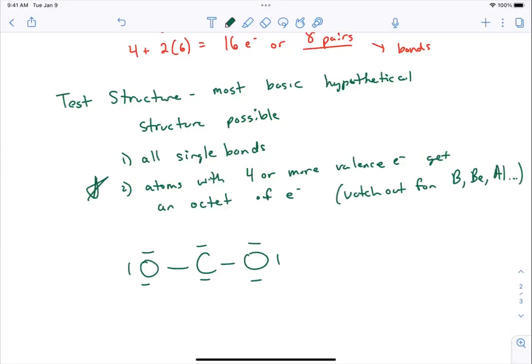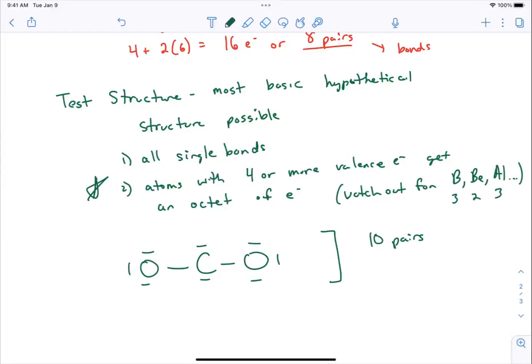Once you draw the test structure, now you compare it to your math number. So how many pairs of electrons does your test structure have right now? How many total pairs does it have? 10. Oh, wait. Boron and aluminum have 3, beryllium has 2. So you just got to be careful that sometimes people forget that if it has fewer than 4, you don't draw an octet. Because then that'll mess up your whole structure if you don't follow that. But if you do that, you'll be fine.